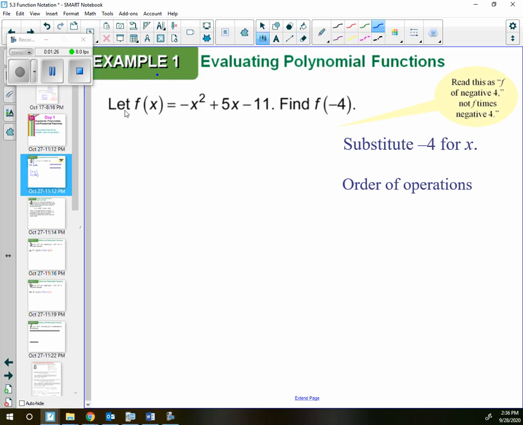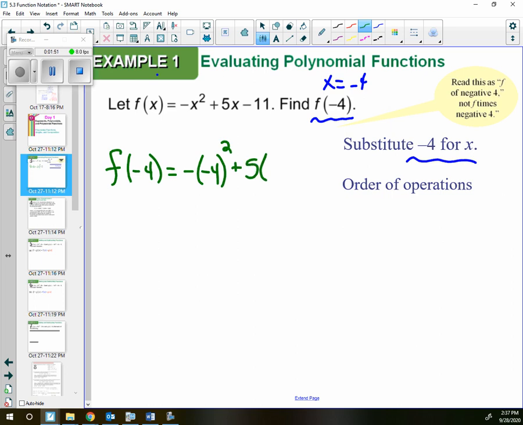So if I'm asking you to do, for example, f of -4, then what does that mean? So you read f of -4, it's not f times -4, it's f of -4, meaning the x value that I want you to use is -4, and you're going to substitute that in for x into your original function, and then you just do order of operations to solve. So if I want to do f of -4, I'm going to put in opposite of (-4) squared plus 5 times (-4), and then minus 11.